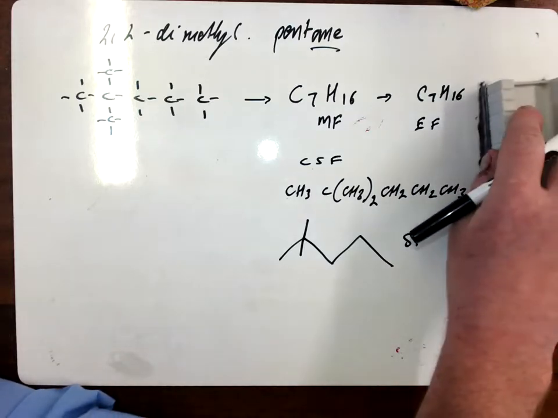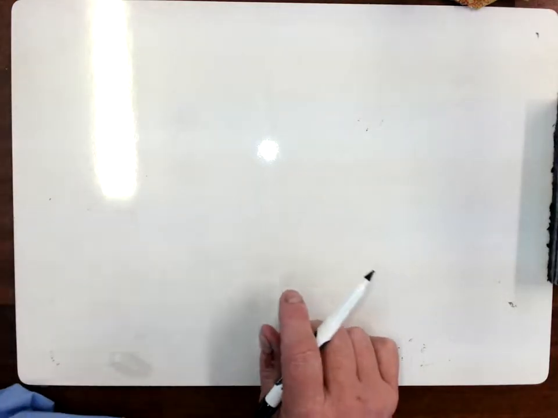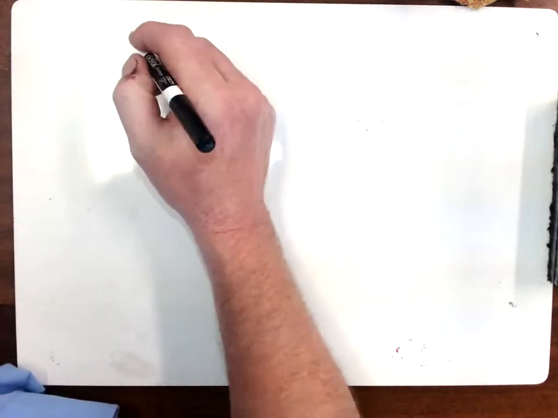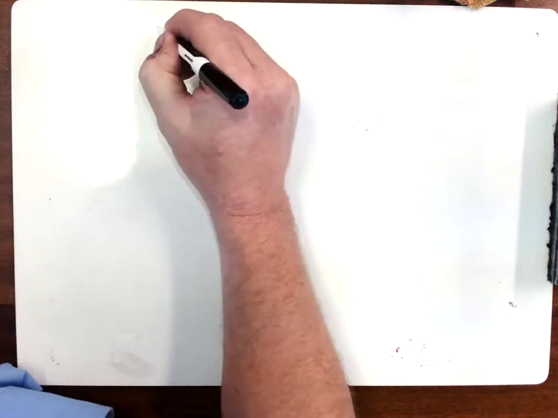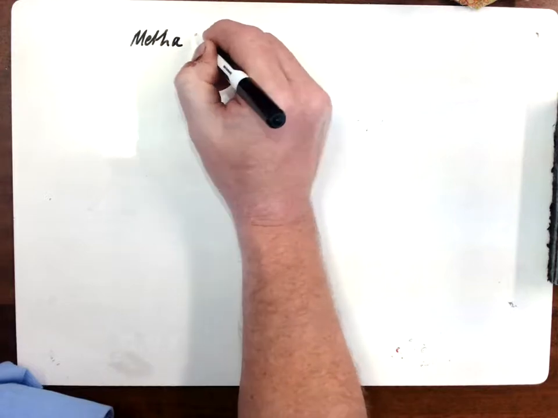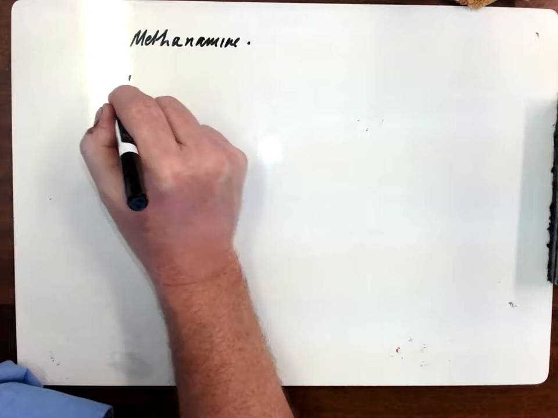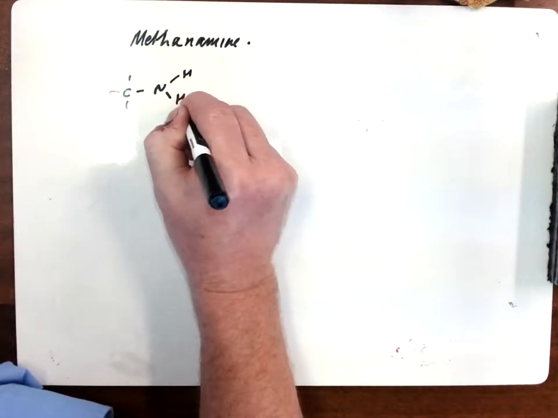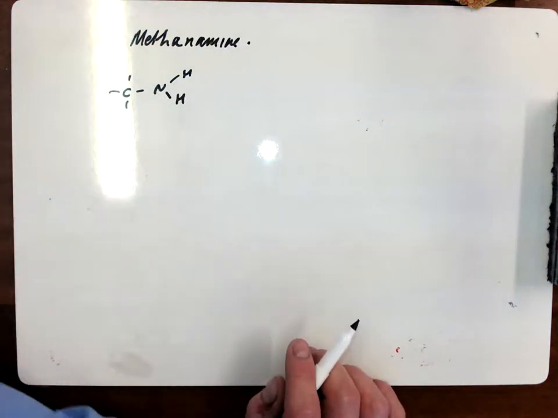Okay, so that's a really simple one to get us going. Let's look at something with a slightly different functional group. So we'll do methanamine. If we think about methanamine, meth means one carbon, and amine tells me that I have that functional group. So let's see what we do in terms of methanamine.